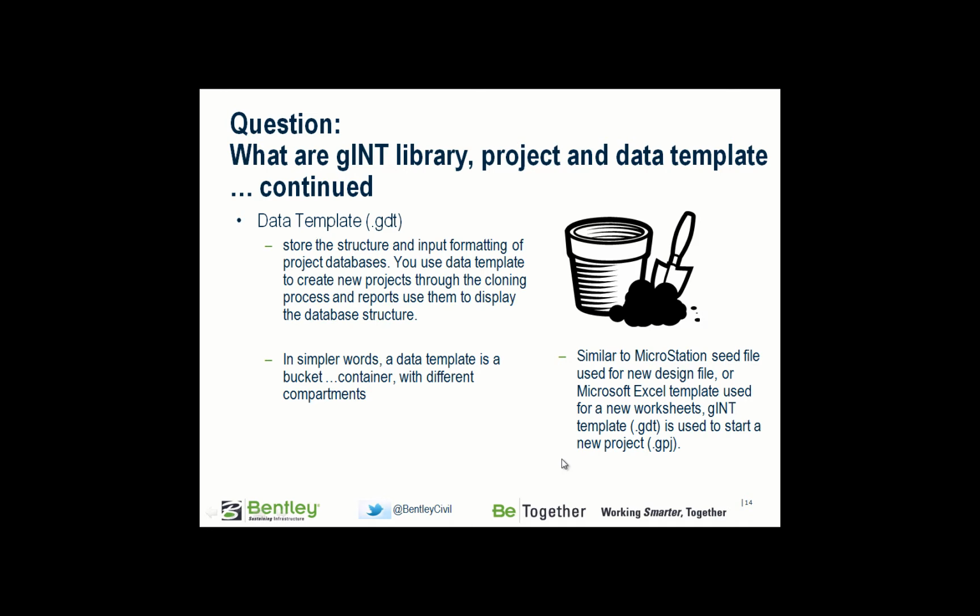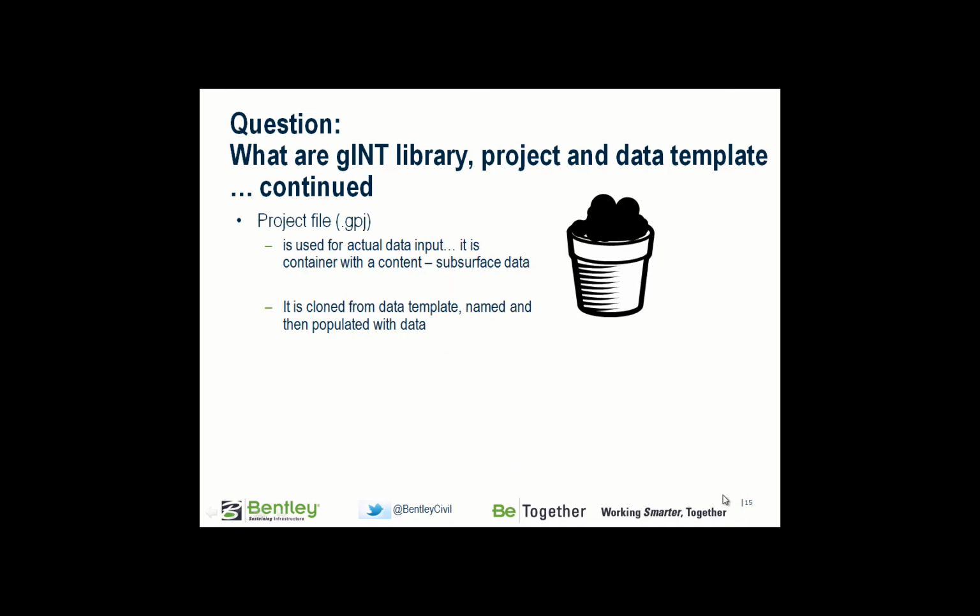gINT template GDT is used to start a new project, GPJ. And finally, a project file or GPJ file is used for actual data input. It is a container with a content. As opposed to the container shown in the picture holding a soil, our container holds a soil properties. So the project file is cloned from data template, it's named and then populated with data.